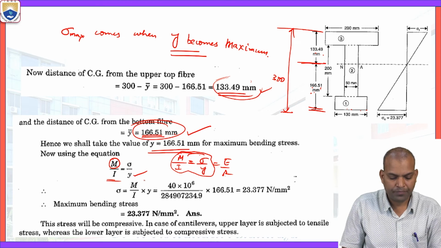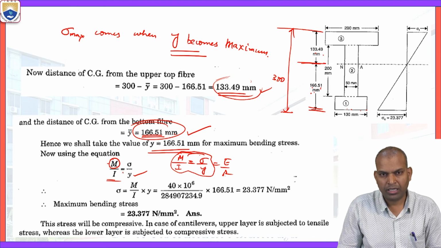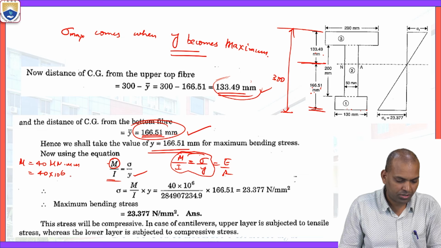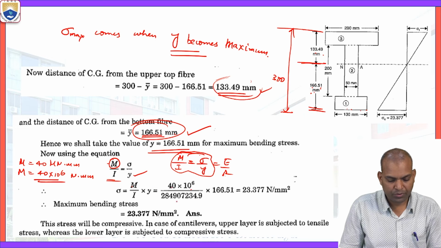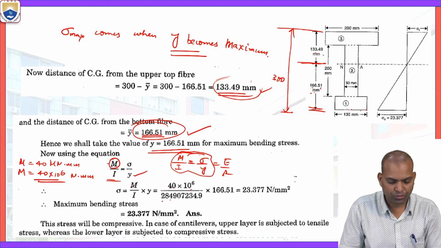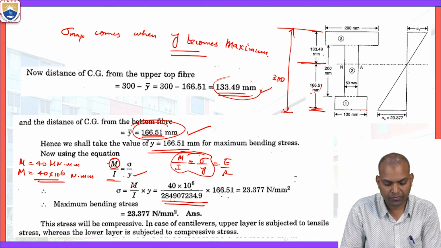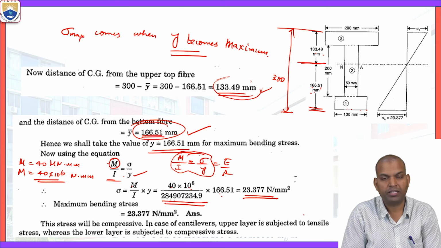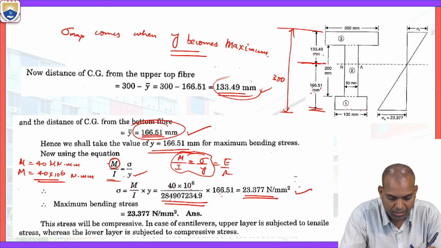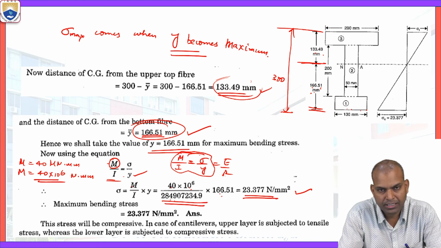Now we know y maximum, and M we know, that is 40 mega Newton millimeter. M value is given as 40 mega Newton millimeter, that is 40 into 10 power 6 Newton millimeter. Substitute here M equal to 40 into 10 power 6, I value is the sum of I1 plus I2 plus I3. That is 40 into 10 power 6 by the I value times y, where y is 166.51. Then the maximum bending stress obtained here is 23.377 Newton per square millimeter. So this is the maximum bending stress calculation.